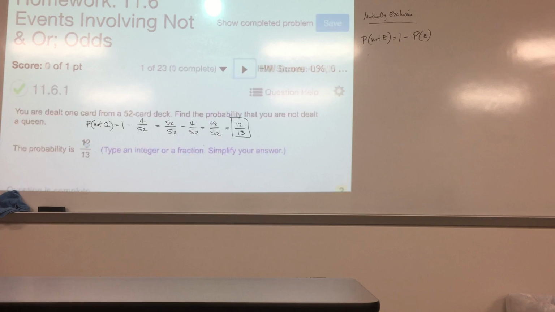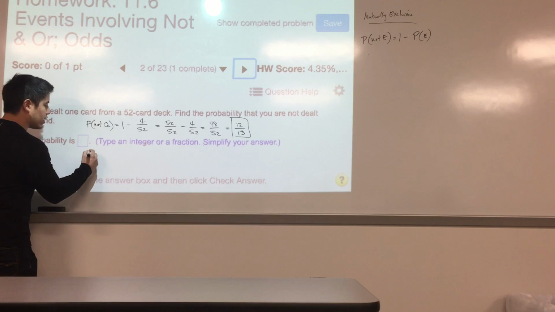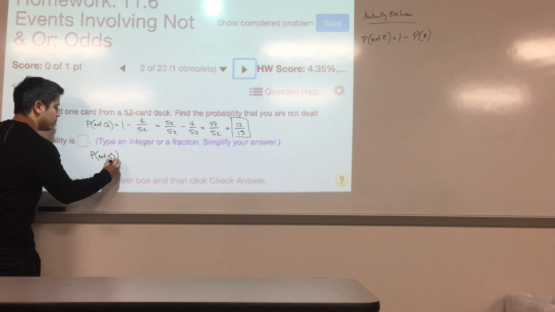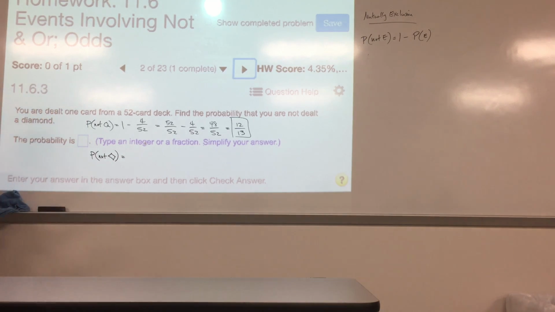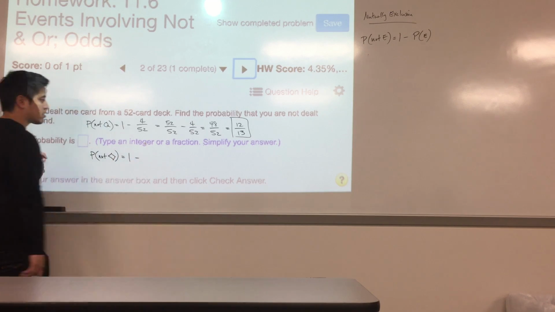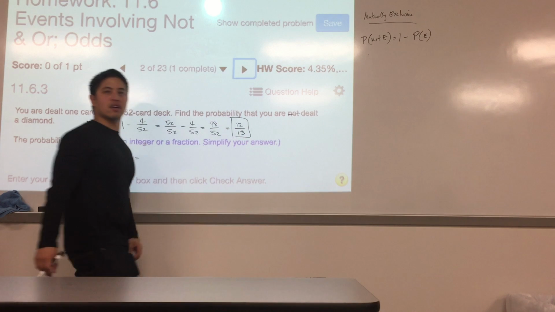Okay, let's go on and do another one. You are dealt 1 card from a 52 card deck. Find the probability that you are not dealt a diamond. So this previous problem was not a queen. This one is going to be not a diamond, right? If we follow what we've been doing, we're going to take 1 minus the probability of getting a diamond.